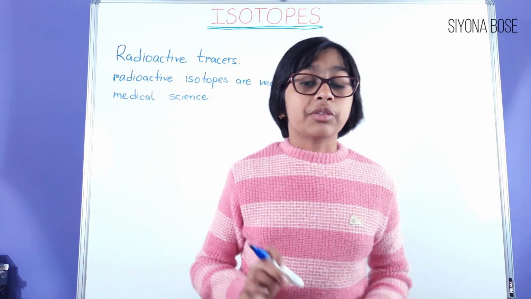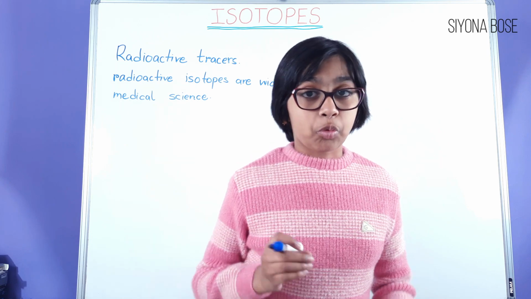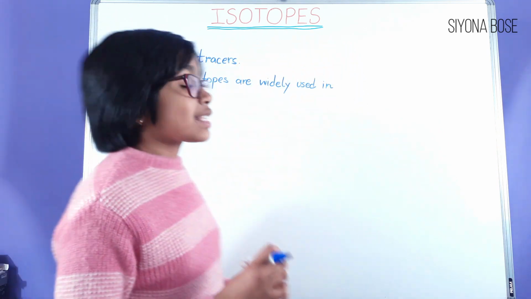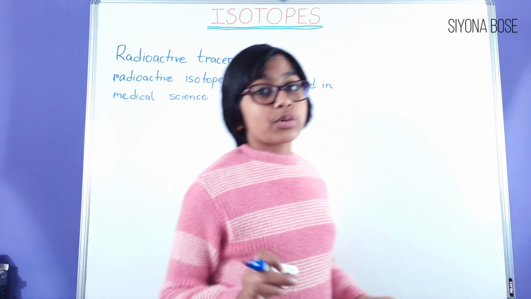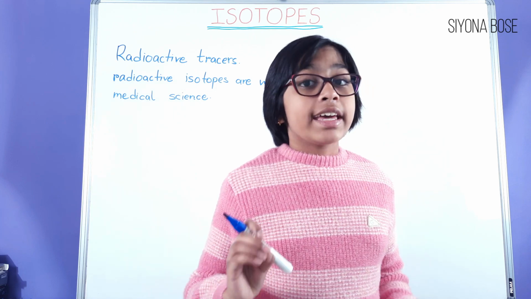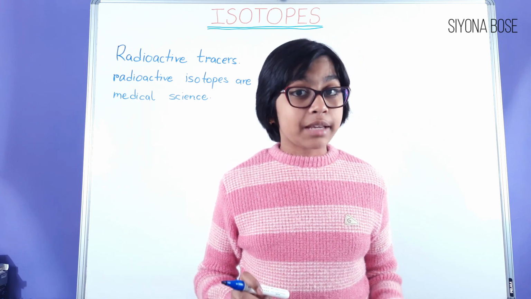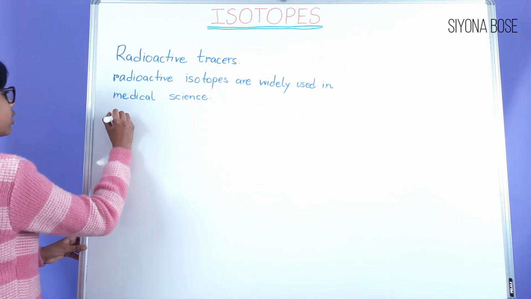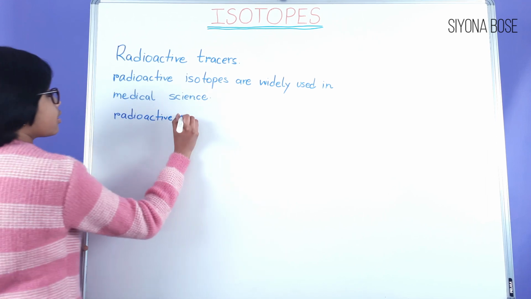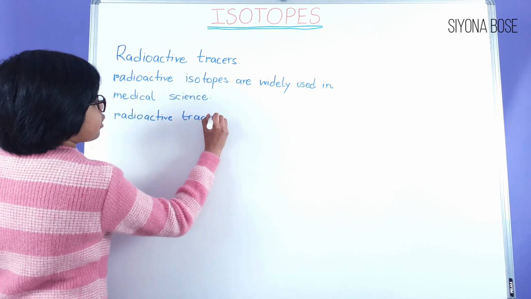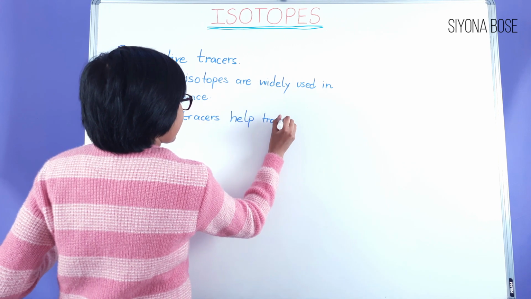We will come to that, but first we must note this: if in a cell the normal isotope would work, the radioactive isotope would work the same way as a non-radioactive isotope would work in the cell. Hence, some radioactive isotopes are incorporated into biological fluids, which help in tracing metabolism. Radioactive tracers help trace the metabolism.